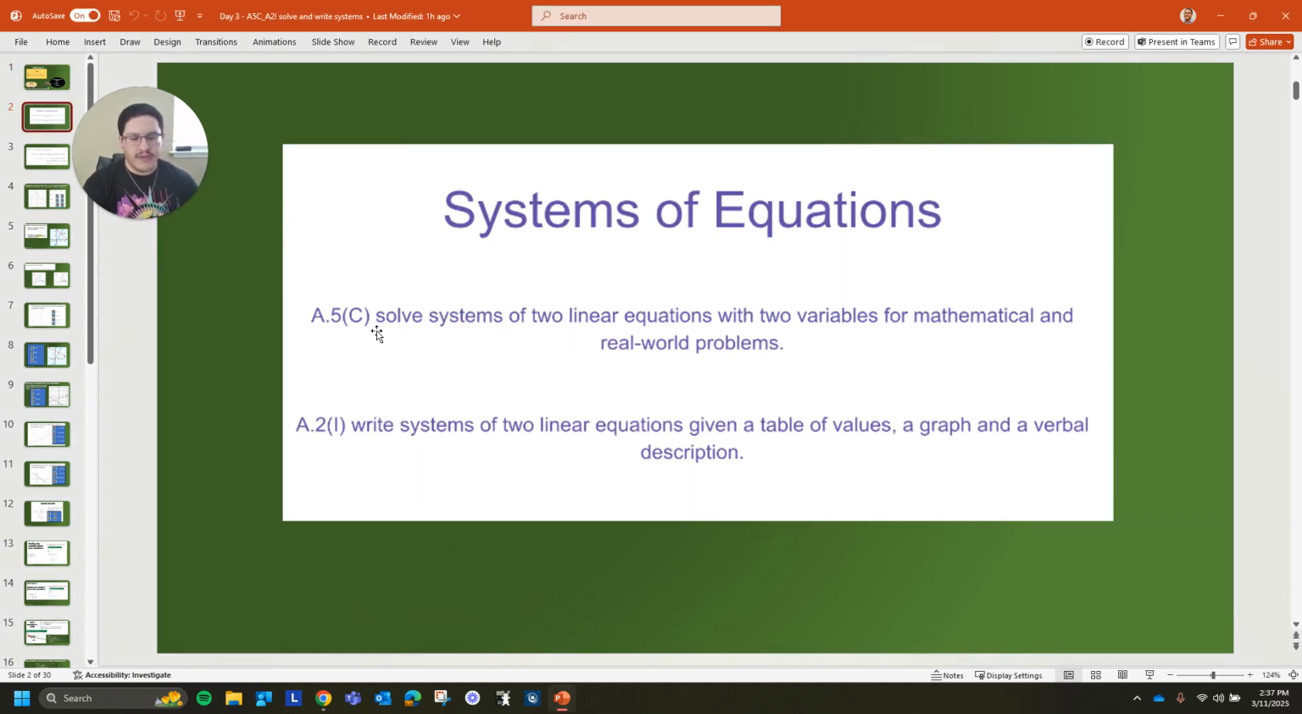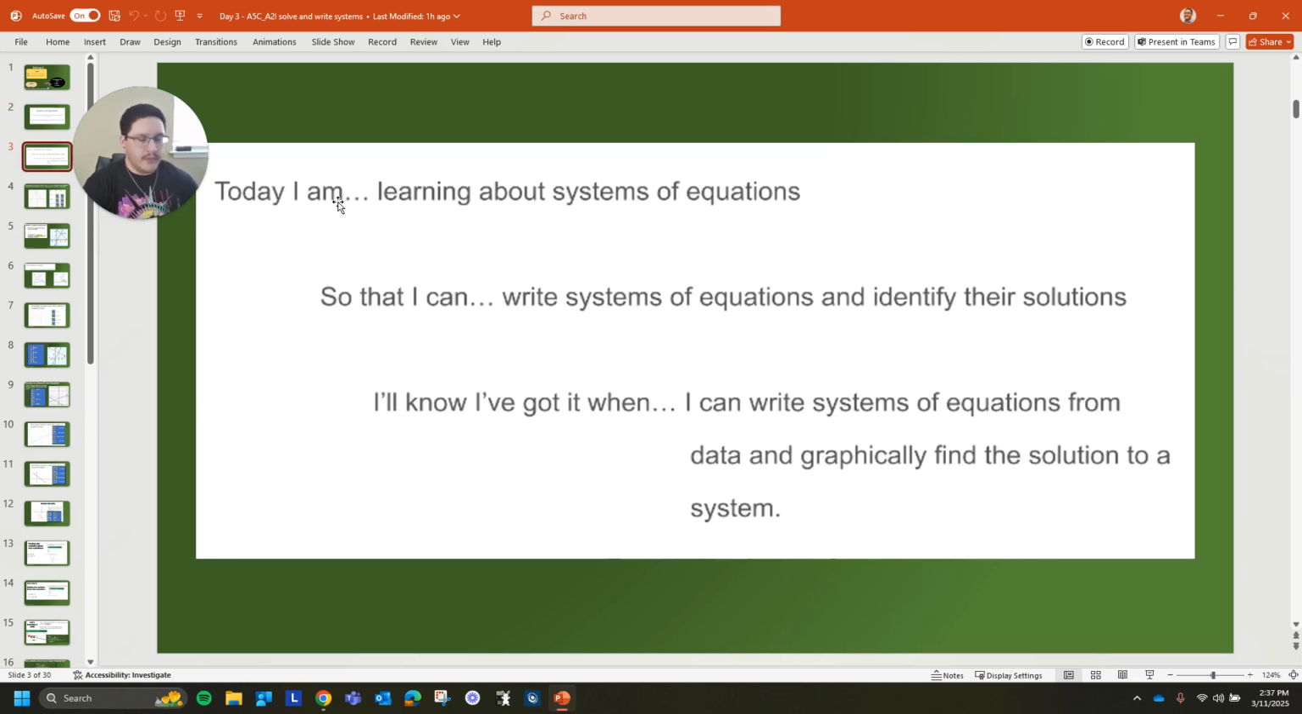Okay, so the specific TEKS we're looking at for today's lesson for system of equations is A.5c. Solve systems of two linear equations with two variables for mathematical and real-world problems. And A.2i. Write systems of two linear equations given a table of values, a graph, and a verbal description. These are the objectives for today. Today, I am learning about systems of equations so that I can write systems of equations and identify their solutions. I'll know I've got it when I can write systems of equations from data and graphically find the solution to a graph.